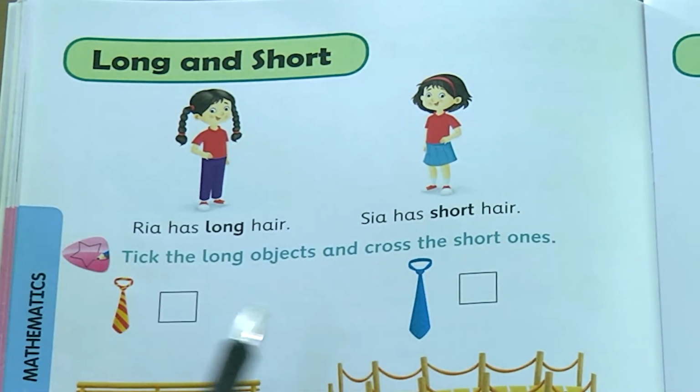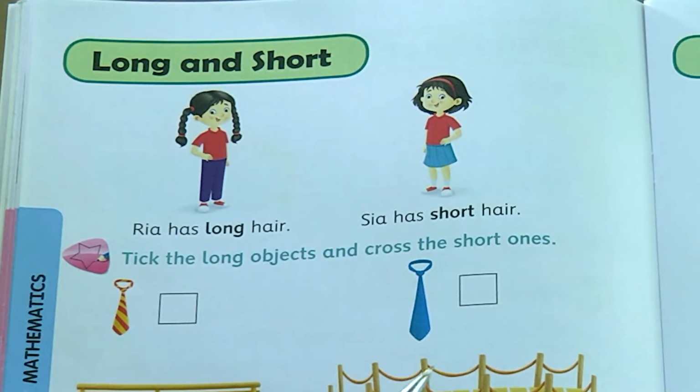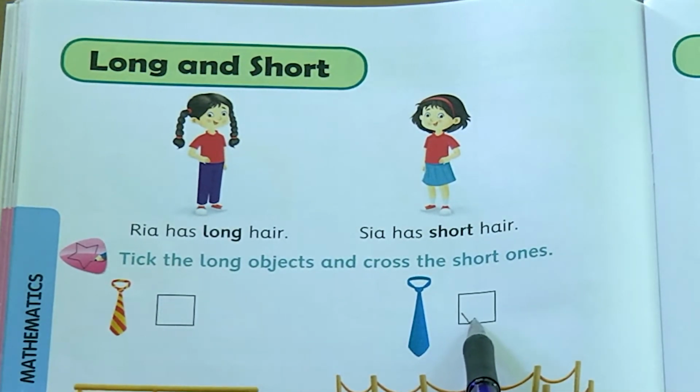This is a tie. Who will wear a tie in your home? Your father will wear a tie in your home. Now see which is the short tie and which is the long tie. You have to find it. So this one is the long one. So you have to put a tick mark like this.